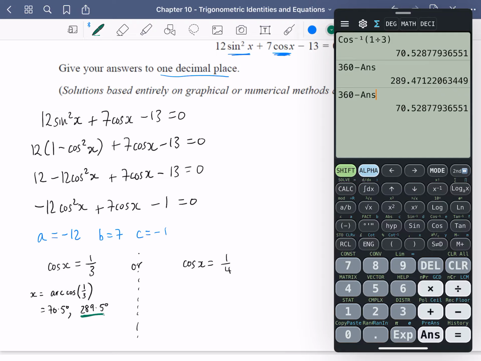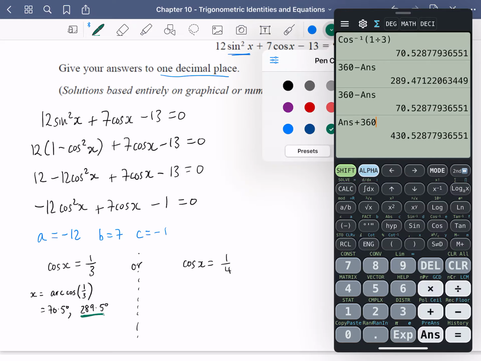The other one, let's just get it back, which was our 70.5. If I add 360 to this, I get 430.5 degrees, which is in range. If I added 360 again though, it would not be. So this one can't be used, this one can't be used. In fact, the only answer I get from this one is 430.5 degrees, and that's to one decimal place.